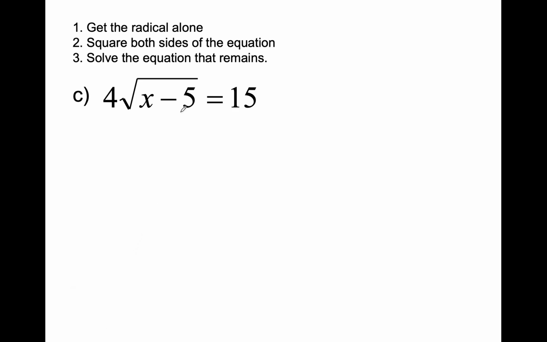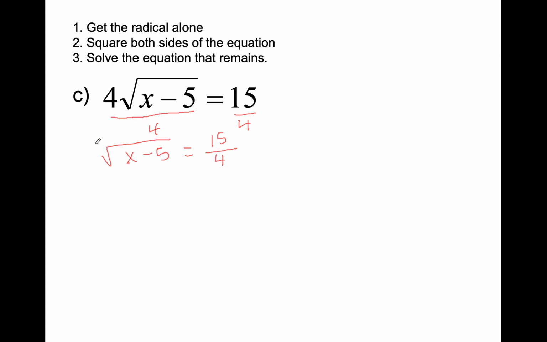Next, 4 times radical x minus 5 equals 15. Again, first step, I need to get that radical by itself, so I'm going to divide by 4 on both sides. So I'm left with radical x minus 5 is equal to 15 fourths. Can't reduce that fraction at all.